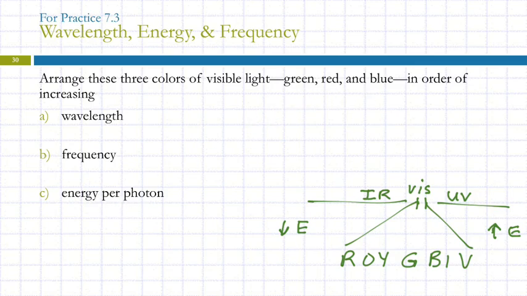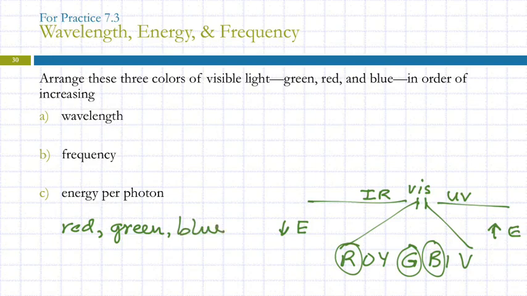Red, green, and blue. We want to do order of increasing energy. We'll start with the lowest energy. Which one has the lowest energy? Red. And then what's next? Green and blue. Right? Because this is lowest, this is highest, so it goes red, green, blue. Okay, so that's that one.